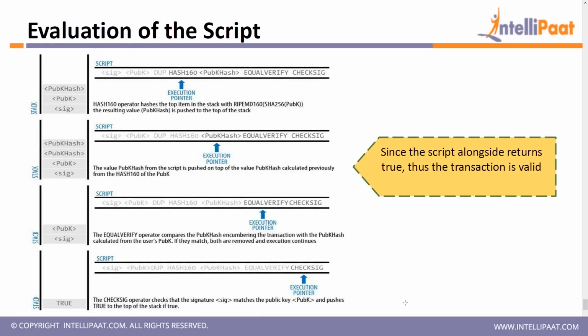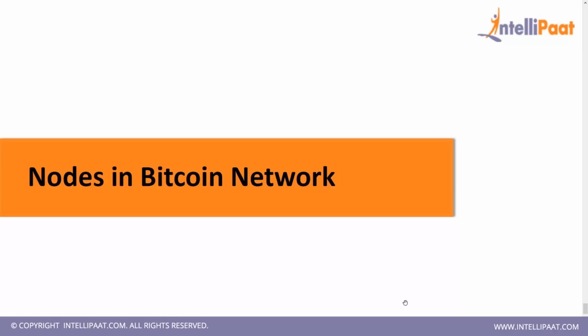The equal verify operator compares the pubk hash encumbering the transaction with the pubk hash calculated from the user pubk, that is public key, and if they match, both are removed and execution continues. The check sig operator checks that the signature matches the public key and pushes true to the top of the stack if true. So since the script alongside returns true, this transaction is valid. Otherwise, it stands invalid. So this is how any Bitcoin script works and calculates the transaction values.